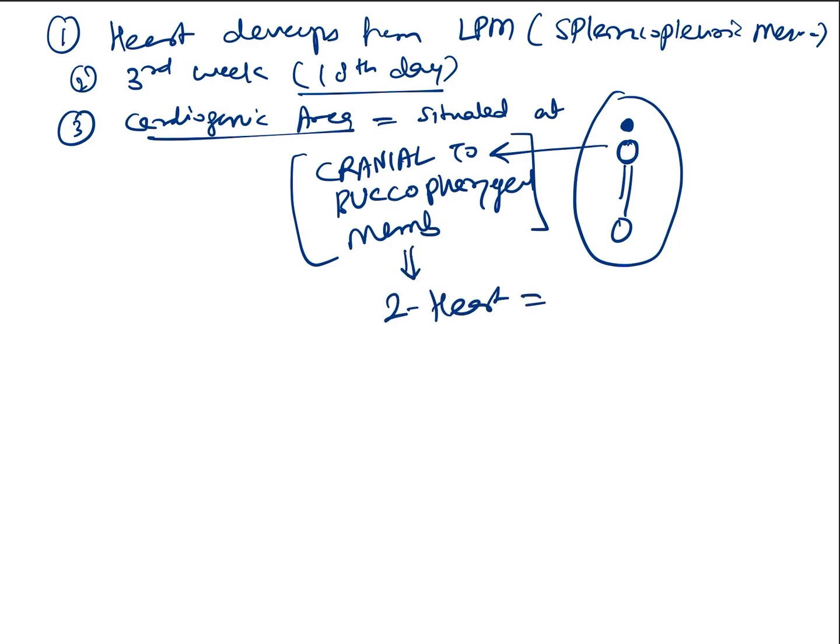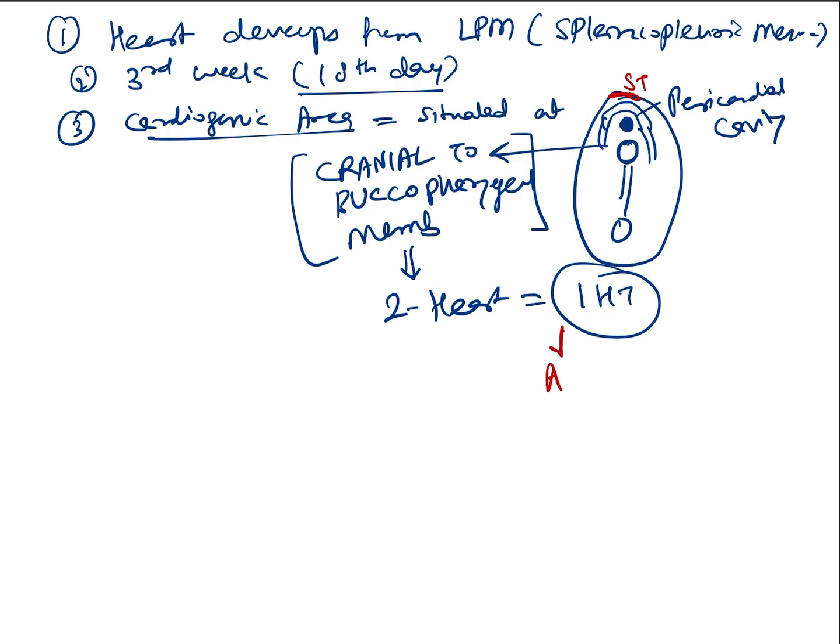These two heart tubes fuse and form one heart tube. Initially, this one heart tube is forming at the cranial most part, and cranial to this cardiogenic area there is one coelom which is known as the pericardial cavity, and the cranial most is the septum transversum.